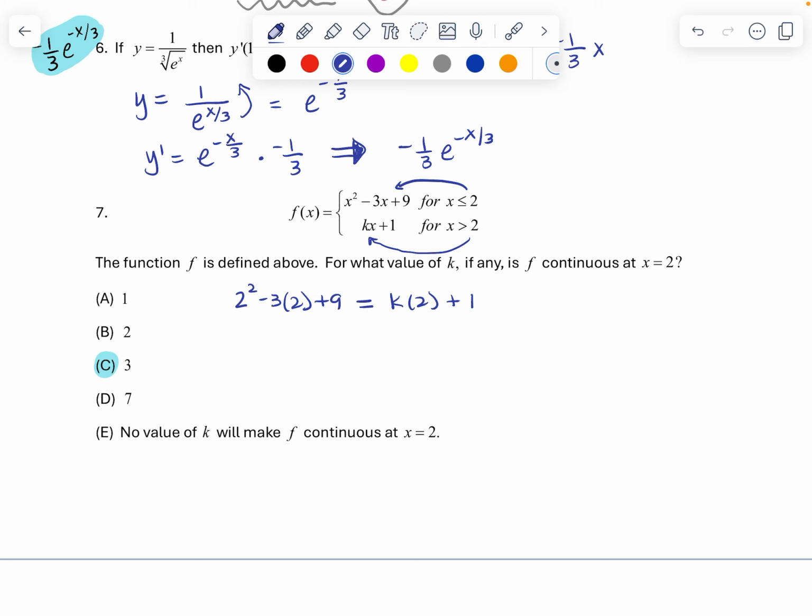So let's see what that k equals. This is 4 minus 6 plus 9 equals 2k plus 1. 4 minus 6 is negative 2. Negative 2 plus 9 is 7. So 7 equals 2k plus 1. If I subtract 1, I get 6 equals 2k. If I divide by 2, I'm going to get k equals 3. So we have the answer C.